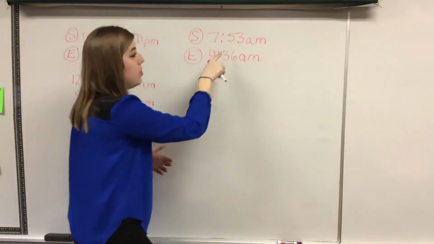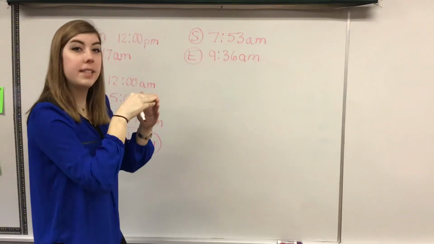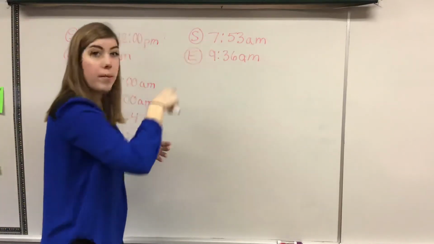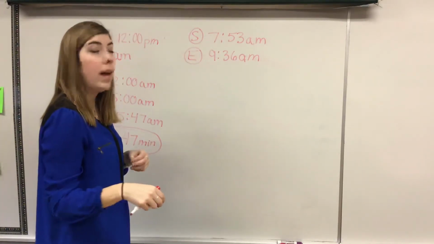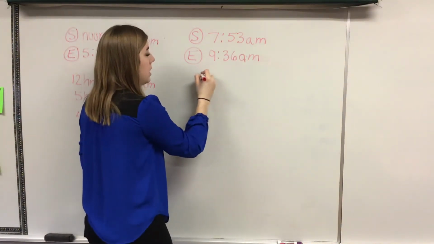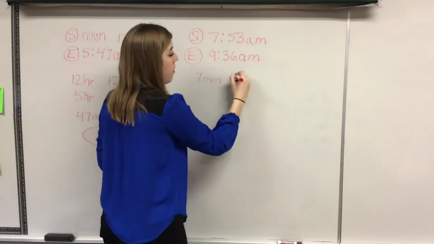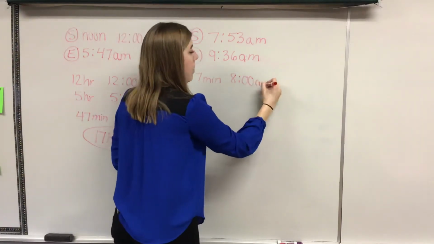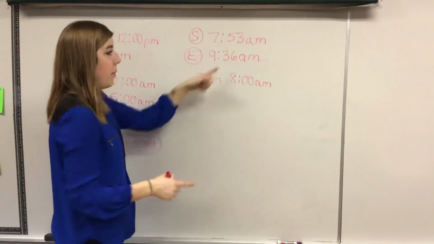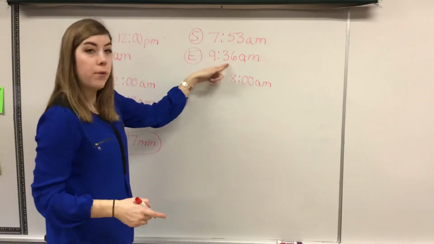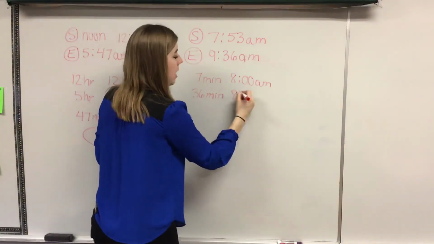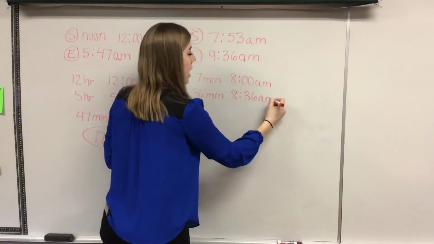What I want to do is get myself up to 8 o'clock, the next even hour. To get from 53 to 8 o'clock, remember there are 60 minutes in an hour. So I need to get from 53 to 60. I'm going to add 7 minutes, and that'll make it 8 o'clock a.m. See how I'm keeping track of my times on the side so I don't lose my place? Now I want to get up to 36 for my minutes, so I'm going to add an additional 36 minutes, and that makes it 8:36 a.m.